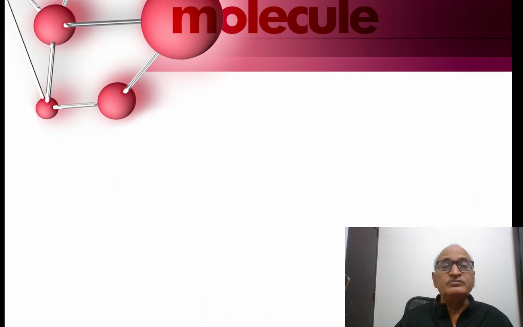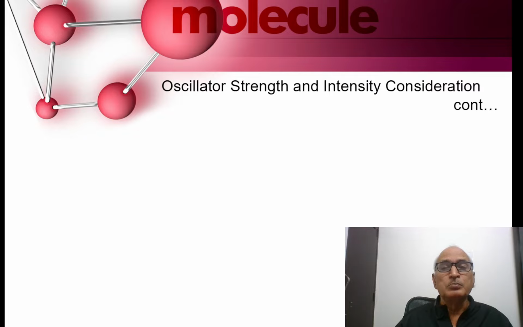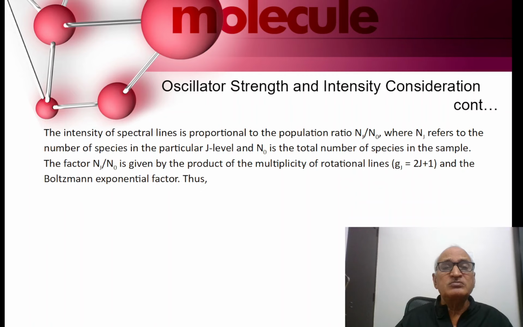If the value of mu ij is 0, microwave rotational spectrum cannot be obtained. If its value is greater than 0, then only a spectrum will result. The intensity of spectral lines is proportional to the population ratio Nj by N0. N0 is the total number of molecules in the sample. Nj is equal to the number of molecules present in the level J. The value of J could be any level: 0, 1, 2, 3, etc.